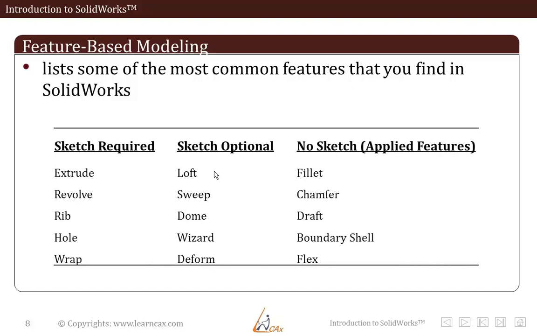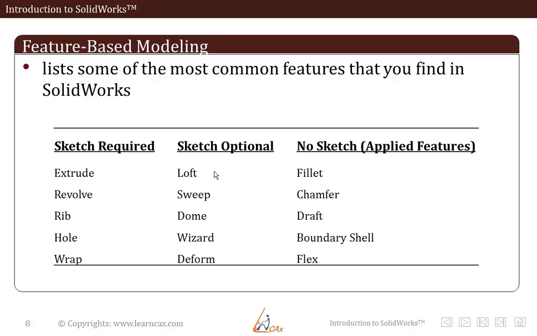So they are classified into 3 types. The first one actually requires a sketch from which it can start working. The middle one is sketch optional. On the right side you have the features for which no sketch is required. So starting from the left, under sketch required you will find extrude, revolve, rib, hole, wrap as the most important features that you will be using in SolidWorks.